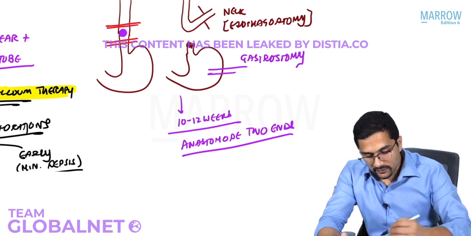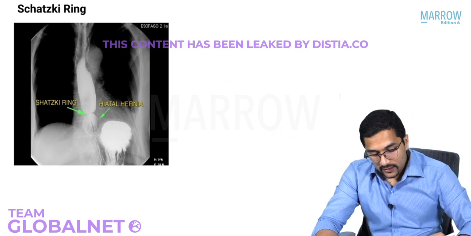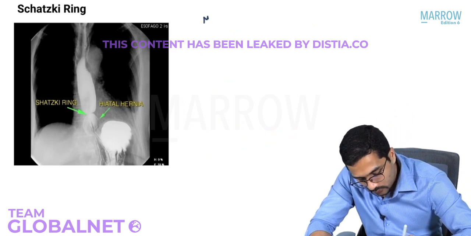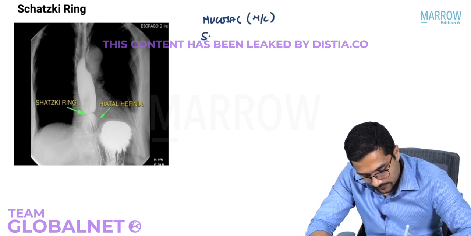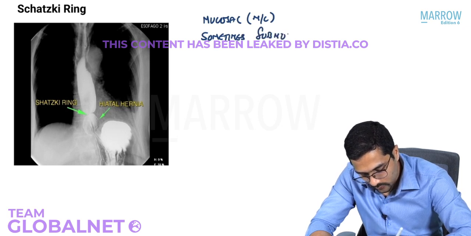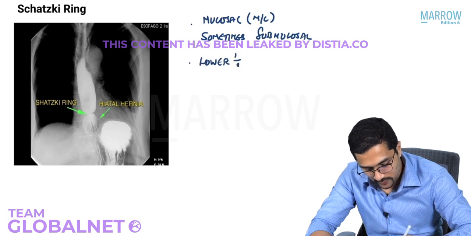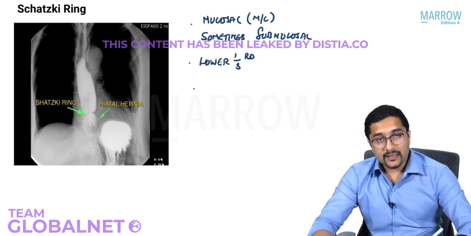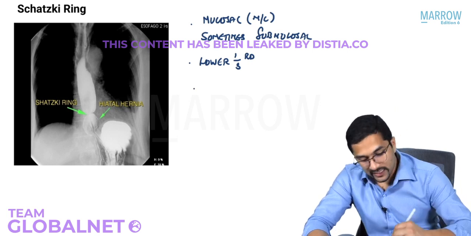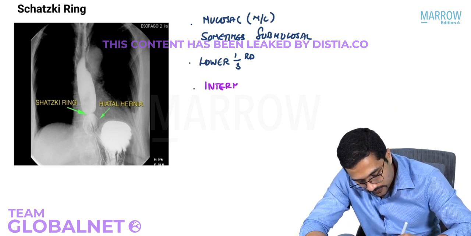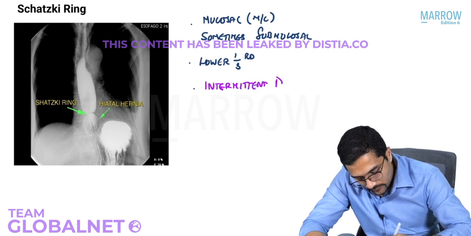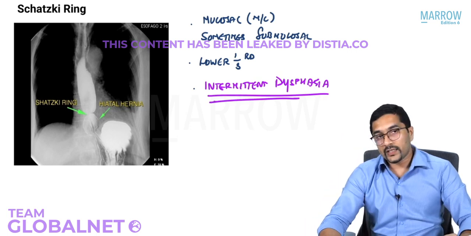The next benign condition which we need to talk about is a Schatzki's ring. Now this Schatzki's ring is most commonly a mucosal ring, but sometimes it can be a submucosal ring, which is usually situated in the lower 1/3 of the esophagus. All these webs and rings give rise to intermittent dysphagia. They don't give rise to progressive dysphagia, they give rise to intermittent dysphagia.